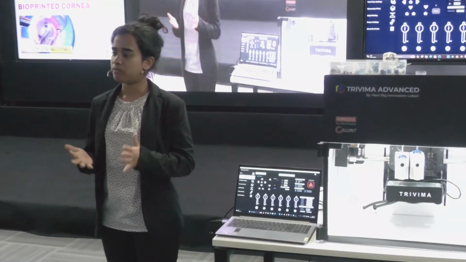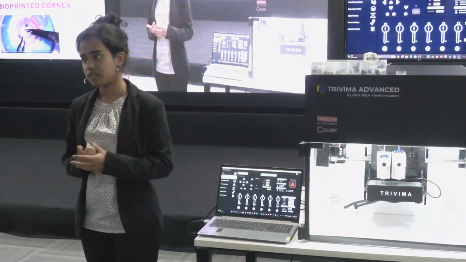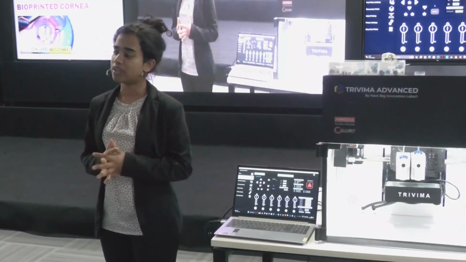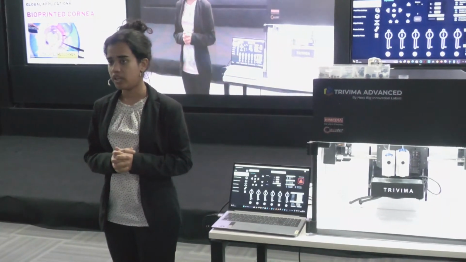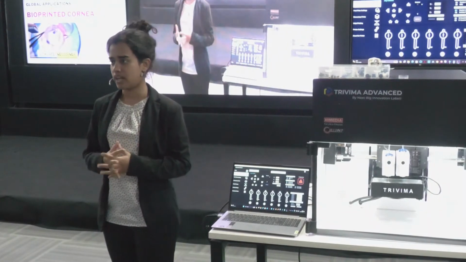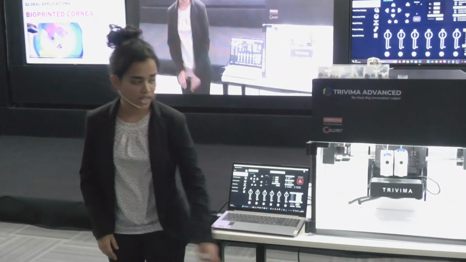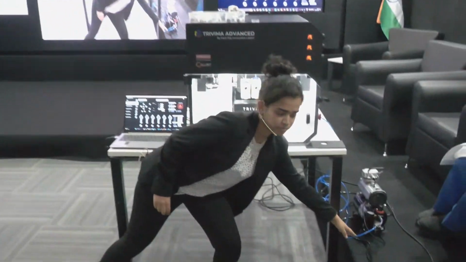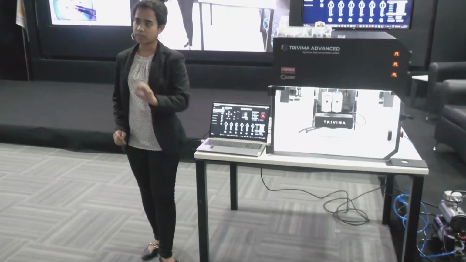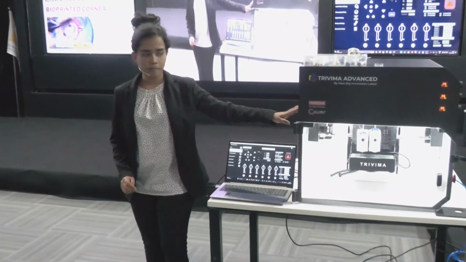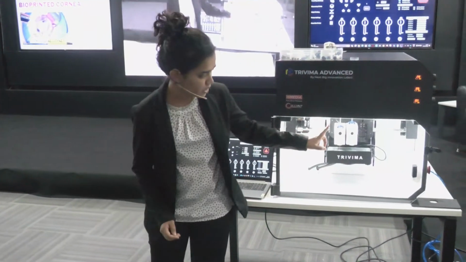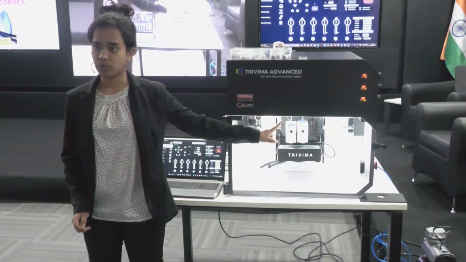We have several bioprinters depending on what technology is being used. In the Trivima Advanced, we use pneumatic micro extrusion based technology. So to break that down, pneumatic means with the help of compressed air. That compressed air is supplied through this compressor over here. We have a compressor that supplies sterile compressed air to the printer. And as Ankita mentioned, this compressed air is supplied to the top of the extruder over here.